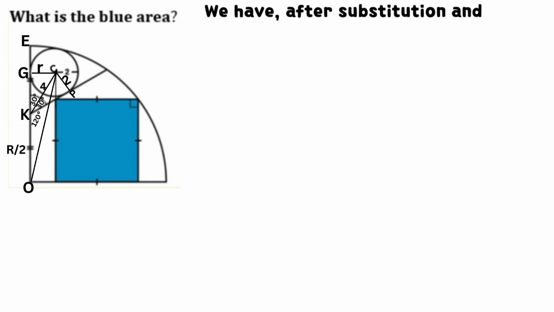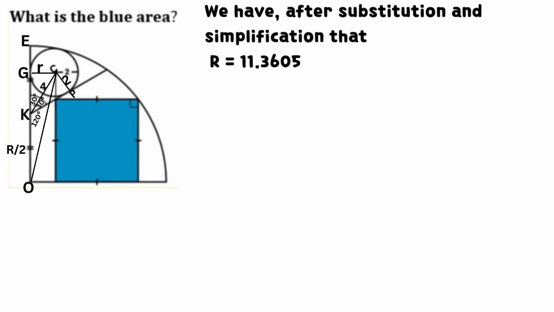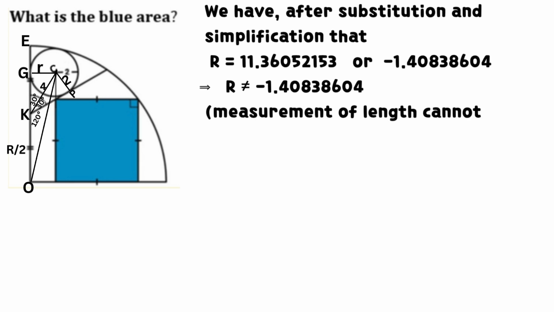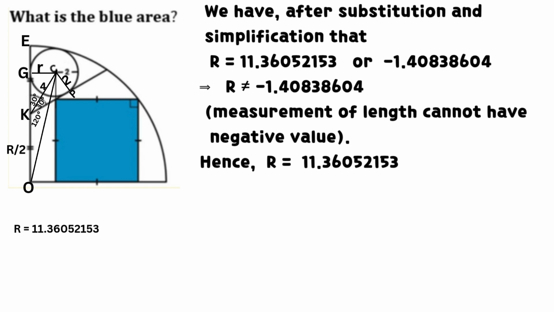We have, after substitution and simplification, that R equals 11.36052153 or negative 1.40838604. It implies that R is not equal to negative 1.40838604. The reason is that measurement of length cannot have a negative value. Hence, R equals 11.36052153.